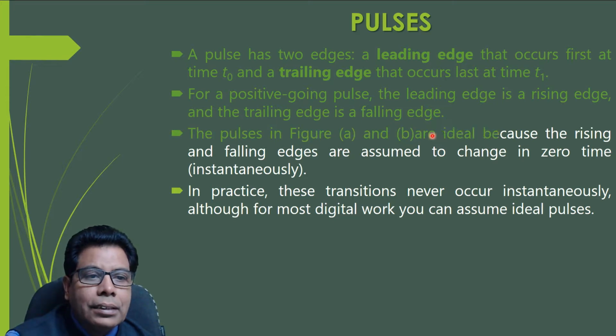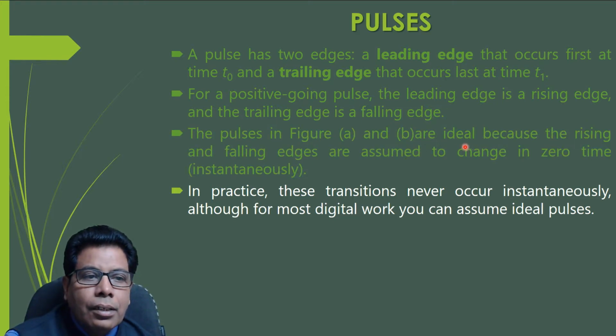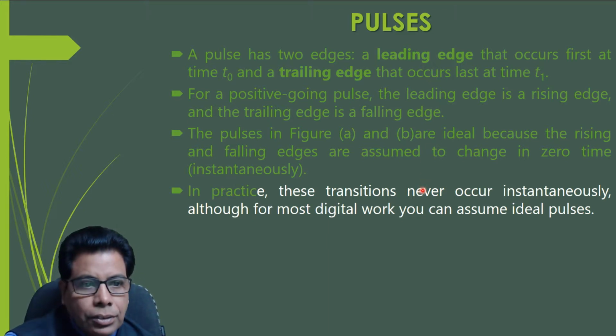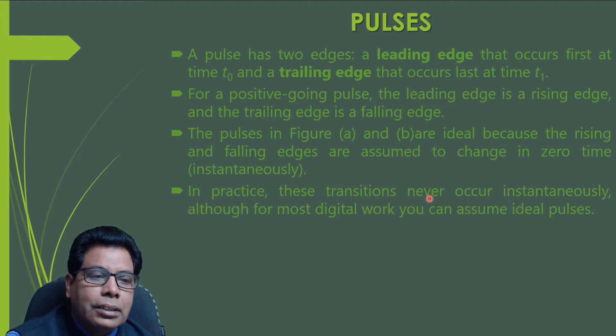Then the pulses in both the figures A and B are ideal because the rising and falling edges are assumed to change in zero time, that is, instantaneously. You have seen a sharp rise or sharp fall. In practice, this transition never occurs instantaneously, although for most digital work you can assume ideal pulses.